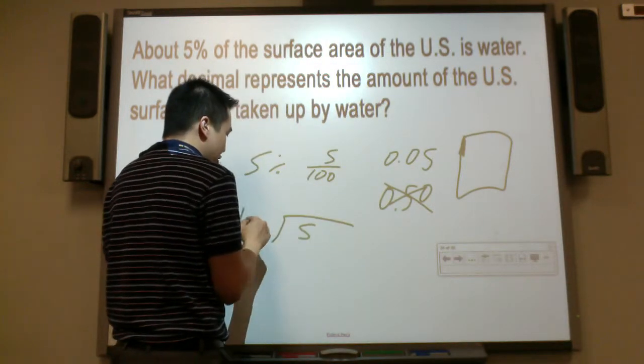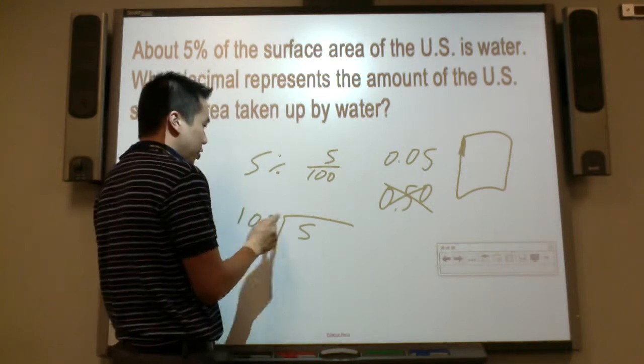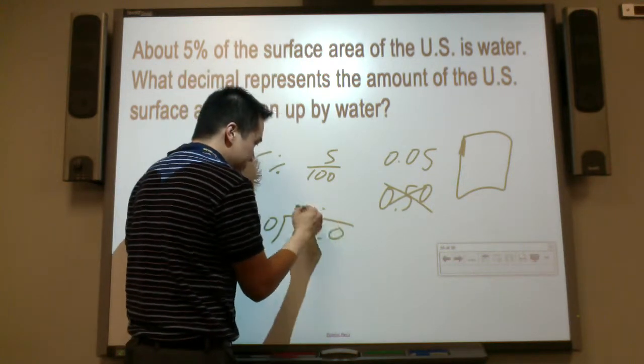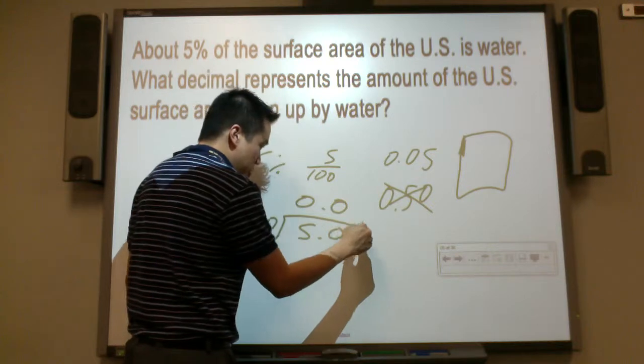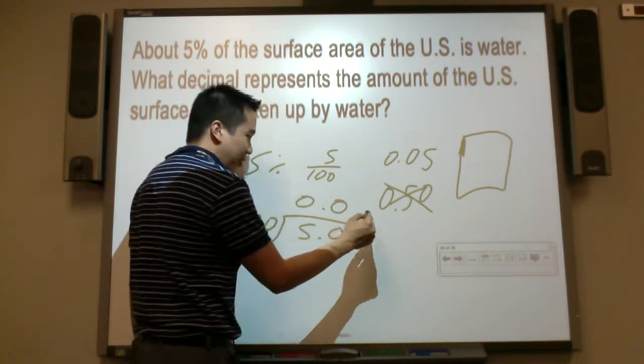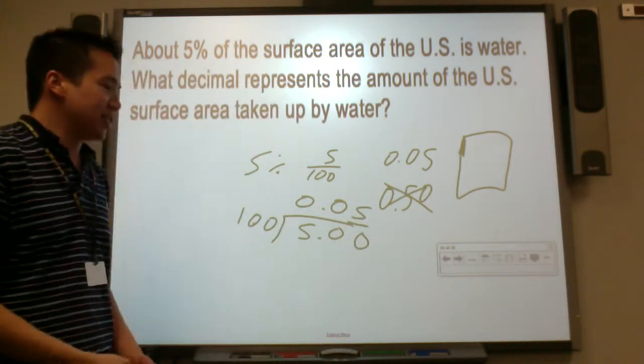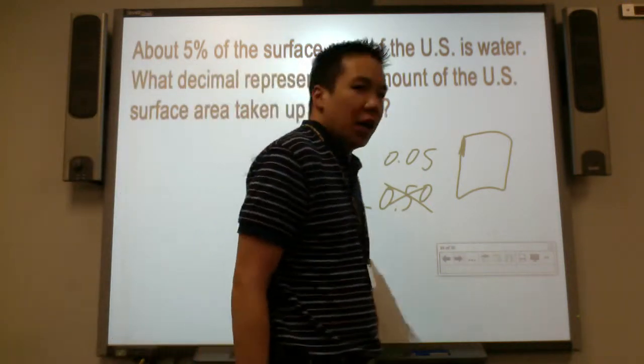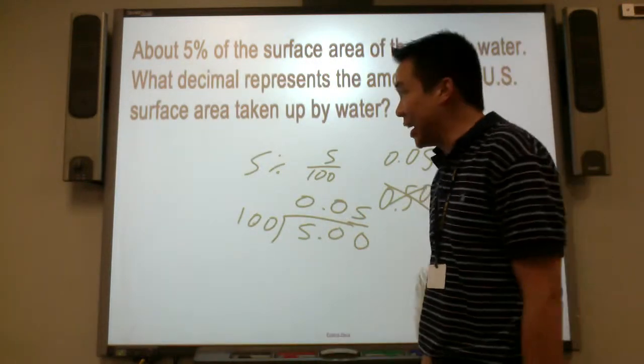You have 5, and you're dividing it per 100. Can 100 go in 5? No. Can 100 go in 50? No. Can a group of 100 go into 500? 5 times. That is why it's 0.05, 5 hundredths. So this is percent and decimal.